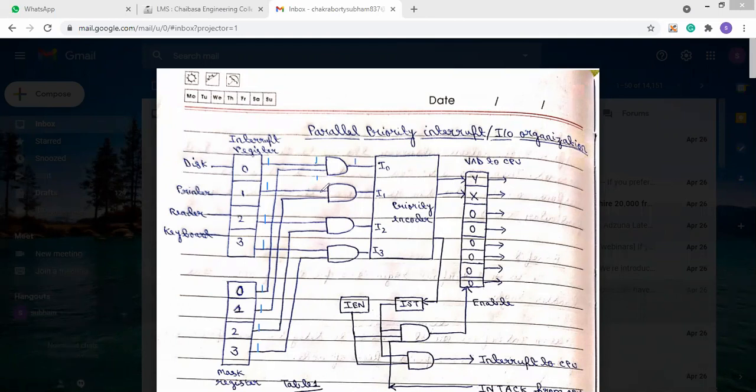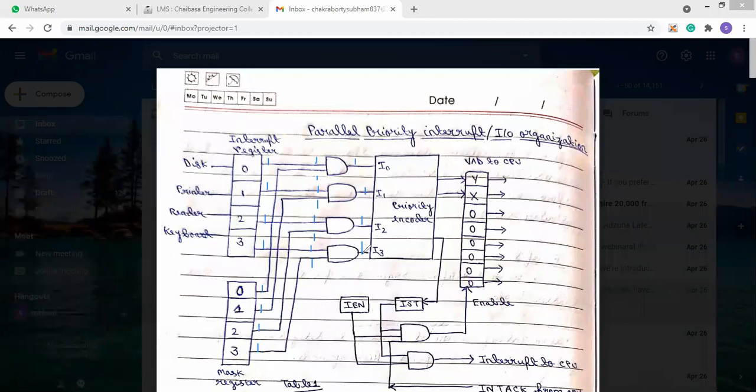Then in this case, here also the input will be 1 and from the mask register the value will be 1. Here also the input of the AND gate is 1 and the other input will be 1 also. And here from the keyboard the input to the AND gate will be 1 and from the mask register the value will be 1. So all the AND operations will give 1. But here some cases arise.